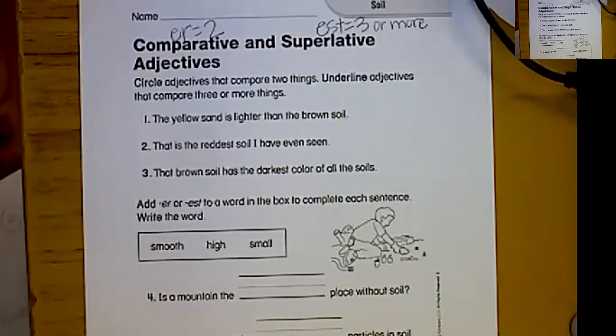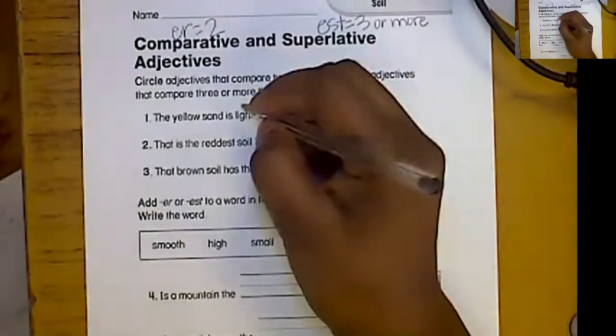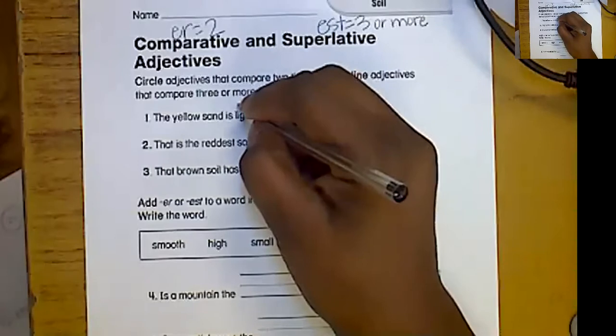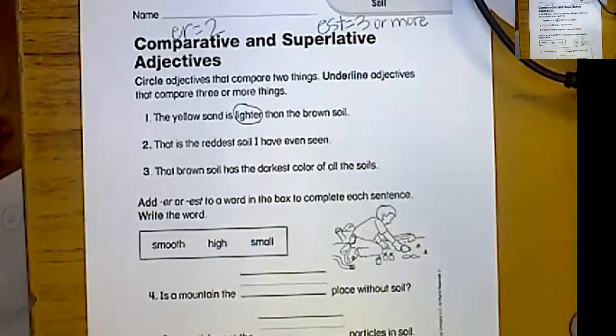So number one, the yellow sand is lighter than the brown sand. What is our adjective? You should have chosen lighter. Lighter ends with ER. So that means we're comparing two things and we should circle it.